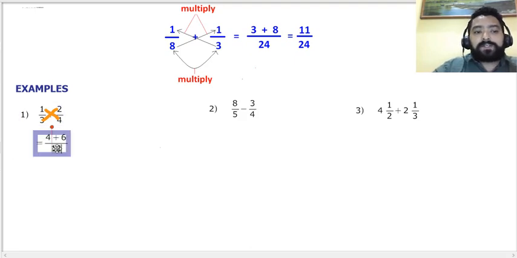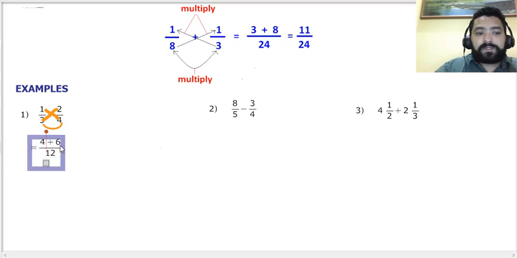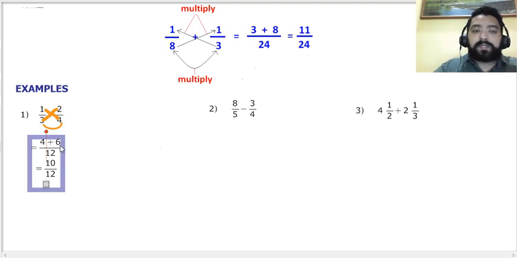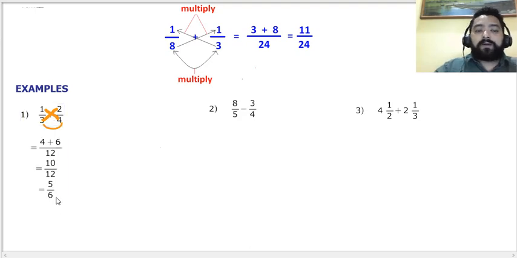Now we are going to just add this expression. Remember, 1 times 4, 3 times 2, and finally 3 times 4 to create the face. So at the end we're going to have 4 plus 6 over 12. 4 plus 6 is equal to 10. 10 over 12. If you want to simplify this expression, you can divide both numbers by 2. So 10 divided by 2 is 5, and 12 divided by 2 is 6. So 1/3 plus 2/4 is equal to 5 over 6.